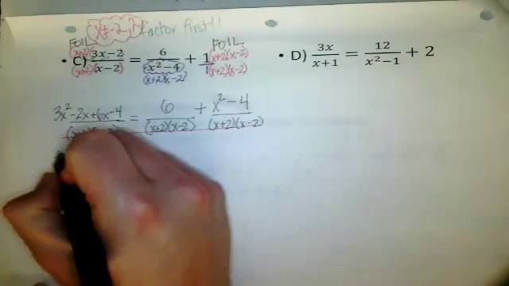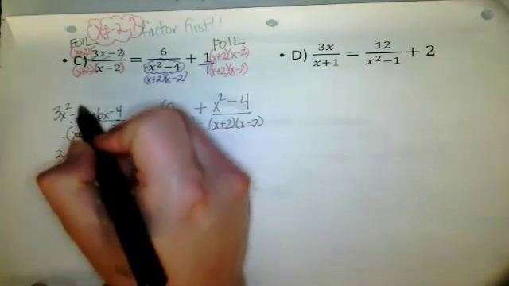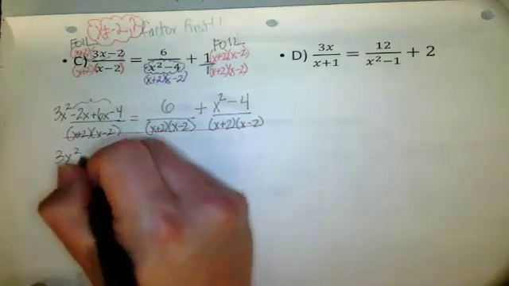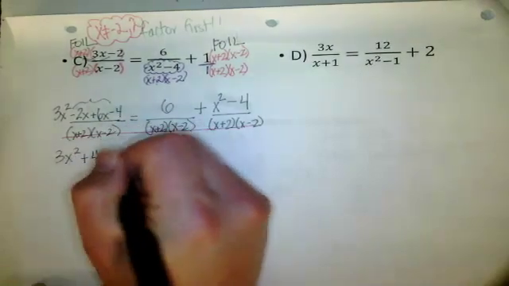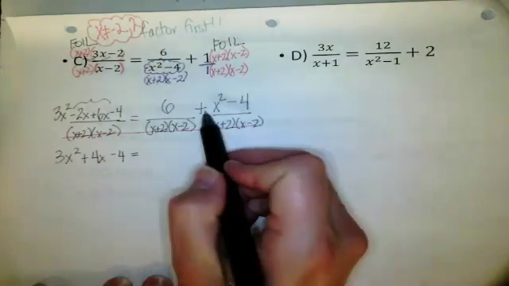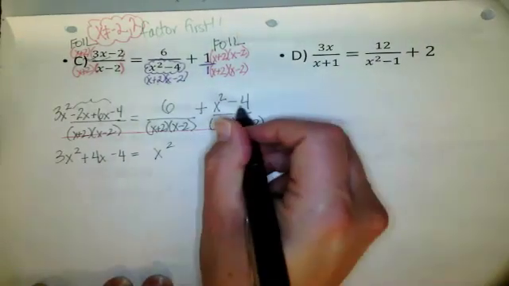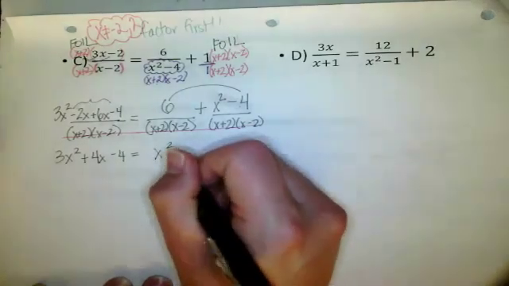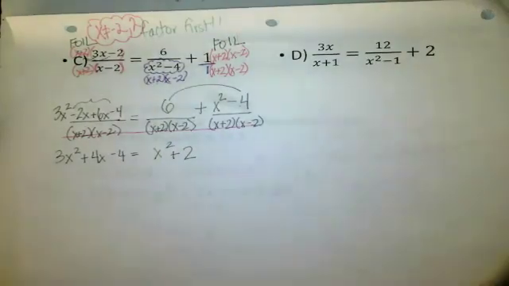Now I'm left with 3x squared. I'm going to combine my like terms. -2x and +6x is 4x, minus 4 equals 6 plus x squared minus 4. So I can combine the 6 and the -4 just to be a +2. Six minus 4 gives you +2.